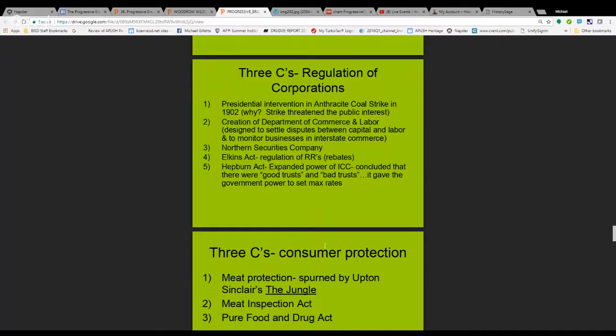And in order to settle future labor disputes, Roosevelt created in 1903 the Department of Commerce and Labor to settle disputes between bosses and their workers. 10 years later, the Department of Commerce and Labor will be split into two separate agencies. And so let's see, what else did we have? He also created what was called, and it's not listed here, the Bureau of Corporations. It was created to monitor businesses in interstate commerce. It helped to break monopolies, and it paved the way for an era of trust busting. That's called the Bureau of Corporations.